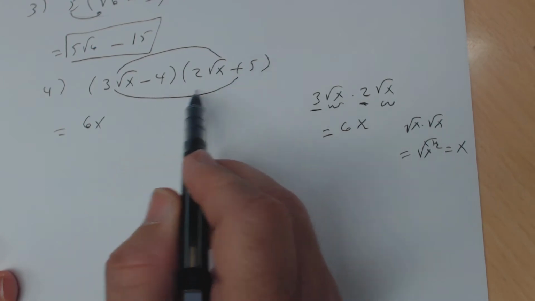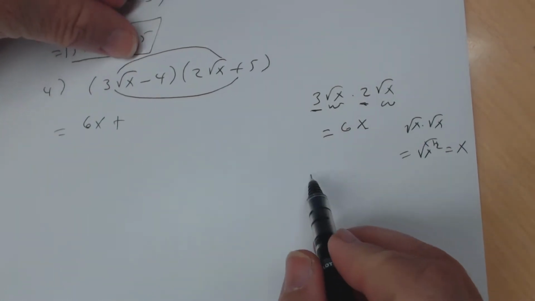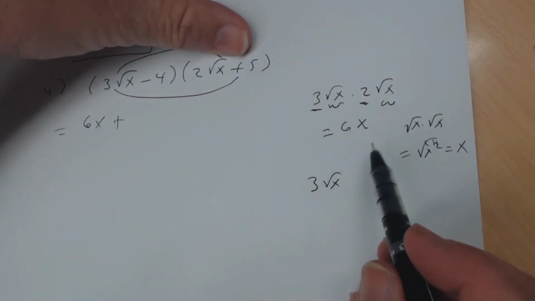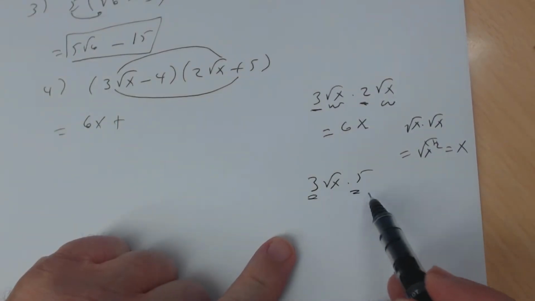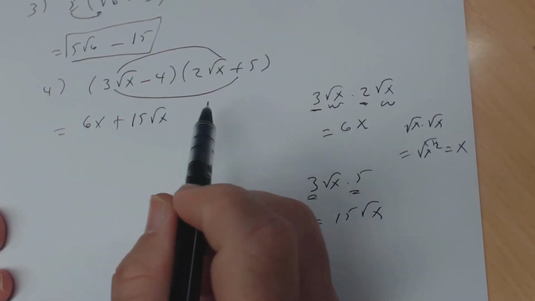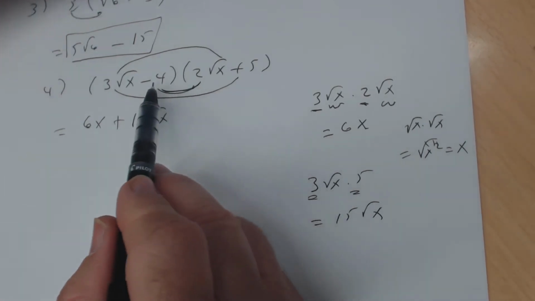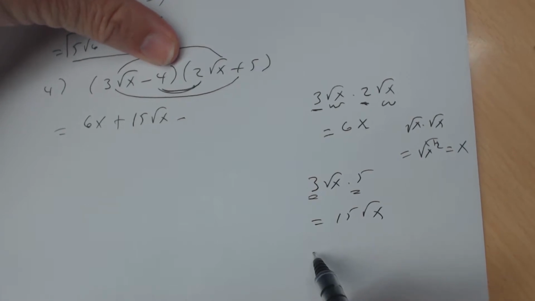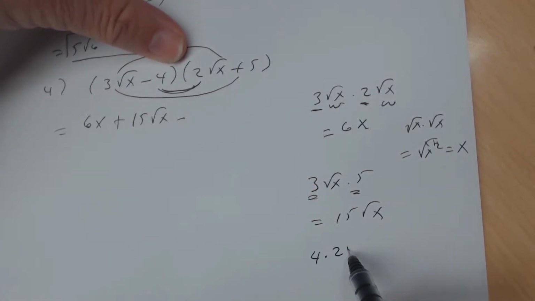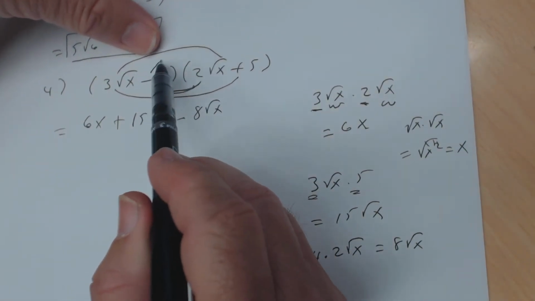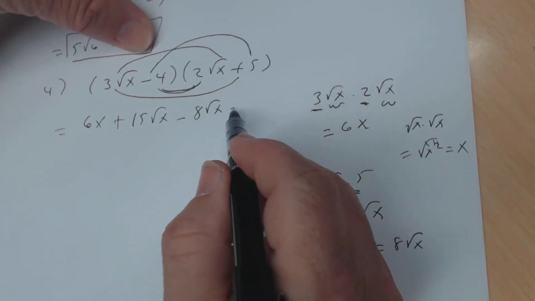A positive times a positive is a positive. All right, let's see what we have. We have 3 square root of x times a 5. Well, 3 times 5 is 15, so you just get 15 square root of x. That's what this is, 15 square root of x. All right, now the inner. A negative times a positive is a negative. All right, so I have 4 times 2 square root of x, and 4 times 2 is 8, so I get 8 square root of x. And then the last, a negative 4 times a positive 5 is a negative 20.